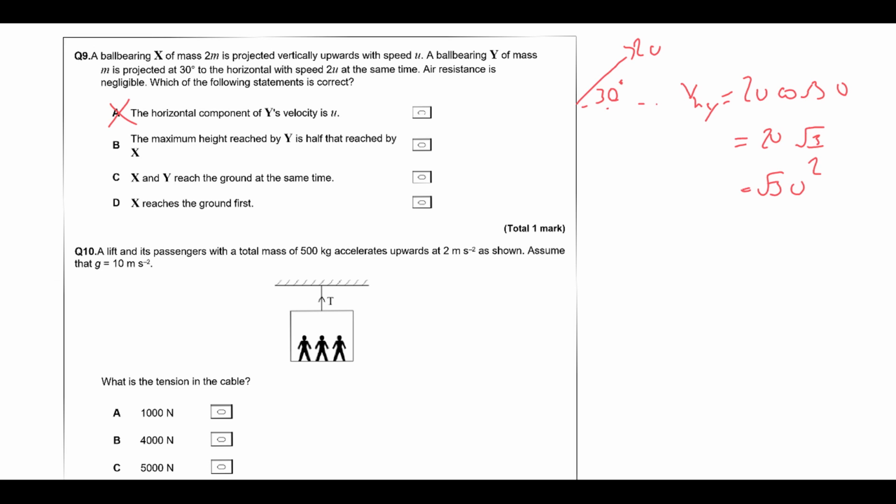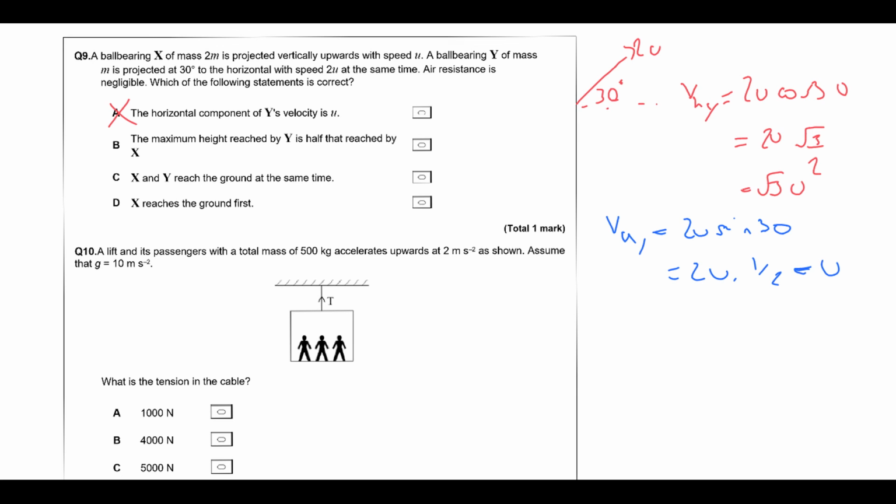Maximum height reached by Y is half that reached by X. Well, we're not going to know that until we know the vertical components of velocity. That's what dictates the GPE it can gain, because it's only the velocity in the vertical direction that controls that. So let's work out the velocity in the vertical direction of Y: 2u sine 30, which is 2u times a half, which is u. So we can see that they both have the same vertical component of velocity.